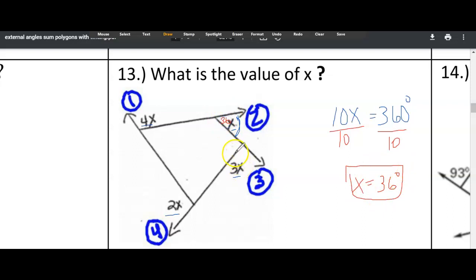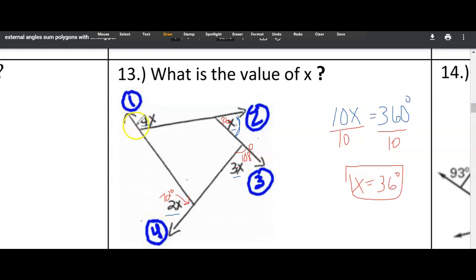Go ahead and find this angle right here. This is 3 times x, and x is 36, so 3 times x. Good, it's 108. So 108 degrees. Now let's go ahead and find this one. This is 2 times x. So x is 36, so 36 times 2. Good, this is 72 degrees. So this angle right here is 72 degrees.